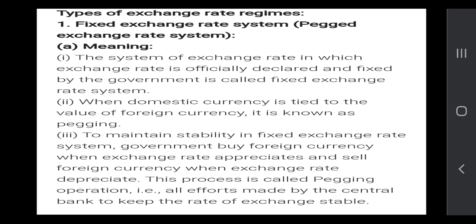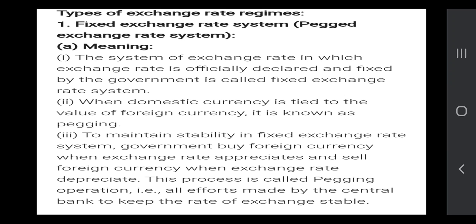The demand curve is negative sloping and the supply curve is positive sloping, because there is a negative relation between price and demand for foreign exchange, and there is a positive relation between price and foreign supply. Then we discussed the determination of the foreign exchange rate, how it is determined. The intersection of the demand curve and supply curve is the equilibrium point.